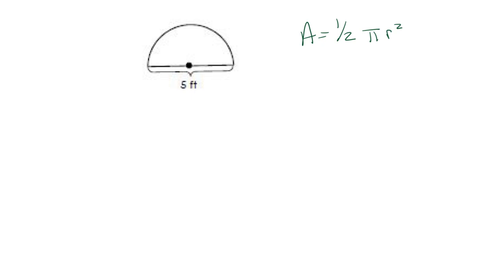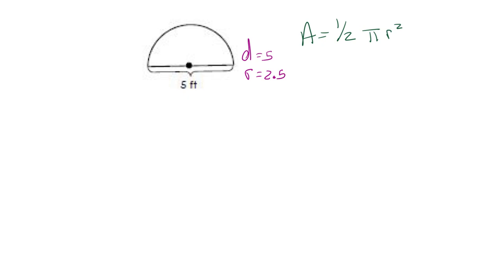Well, what is r? I have this is 5, so 5 is all the way across, which is the diameter. So diameter is 5 here. What is the radius going to be? The radius is only half of that. So half of 5, so 5 divided by 2, is going to be 2.5.